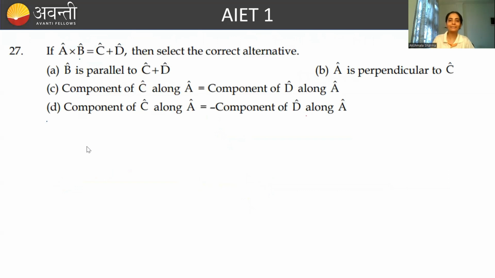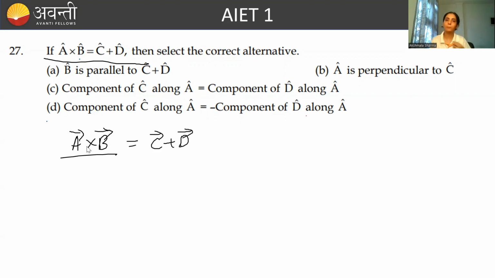A. Now let's see this question. Again, this was very easy, just from the concept of A cross B. You already know that if we are doing the cross product of two vectors, then the individual component vectors will be perpendicular to the resultant vector. So here, what is given as the resultant of A cross B? C plus D. It means A is perpendicular to C plus D, and B is perpendicular to C plus D. So in whatever plane C and D lie, A and B are perpendicular to that plane.